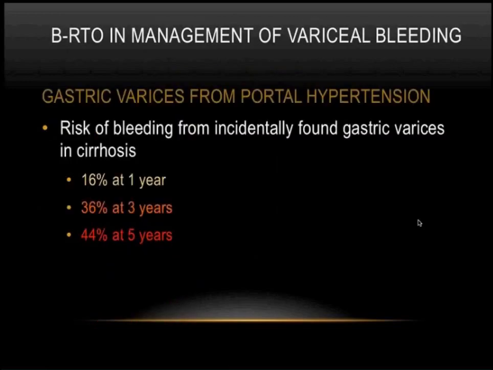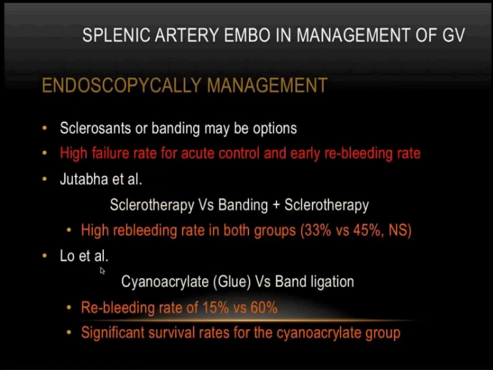If you see these numbers here, 44% of the patients will bleed at 5 years. Of course, endoscopic management is kind of the first line of treatment. But not many people do endoscopic management, because it's not easy to perform and the data doesn't show much benefit from it, because they often fail. Multiple studies have shown that the rebleeding rates are quite high, similar with sclerotherapy versus banding and sclerotherapy. And when they use glue, they tend to do a little bit better.